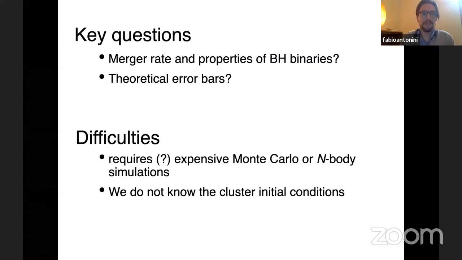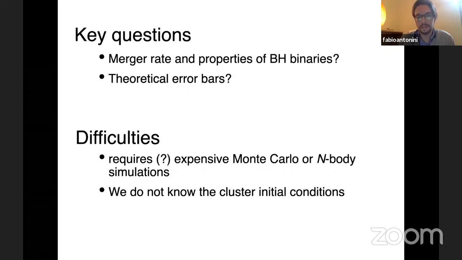So the key questions that we would like to address now are: what's the merger rate, and what are the properties of the black hole binaries that are formed dynamically in dense star clusters? What are the theoretical error bars associated with this formation channel? And there are a number of difficulties that must be considered when doing this.